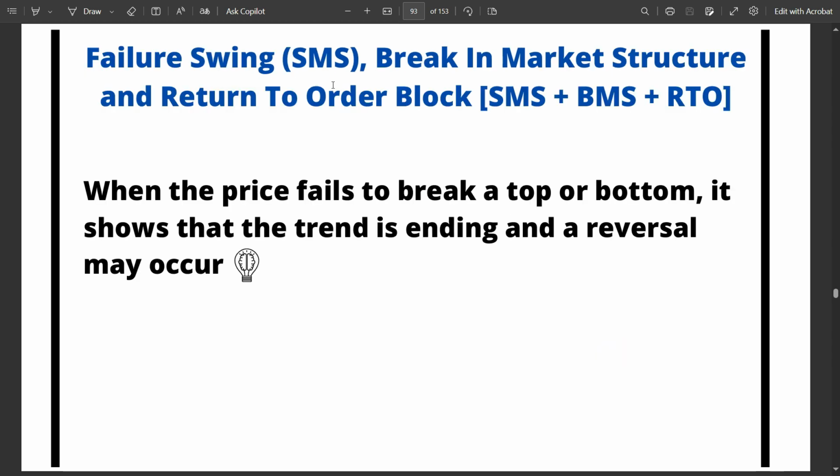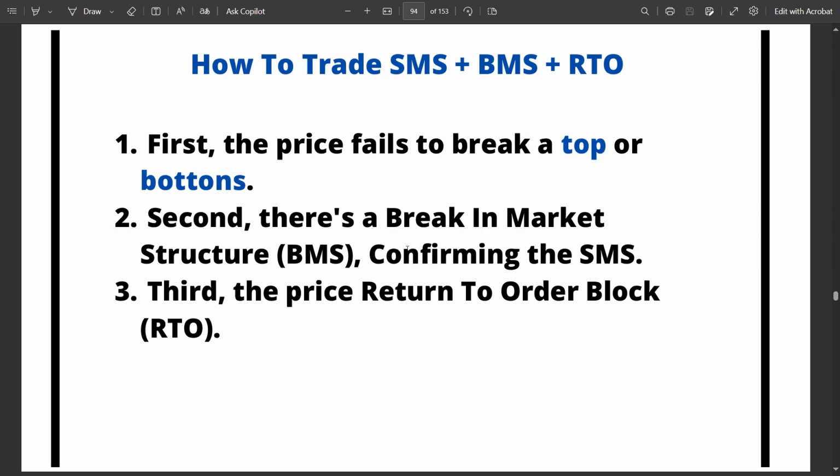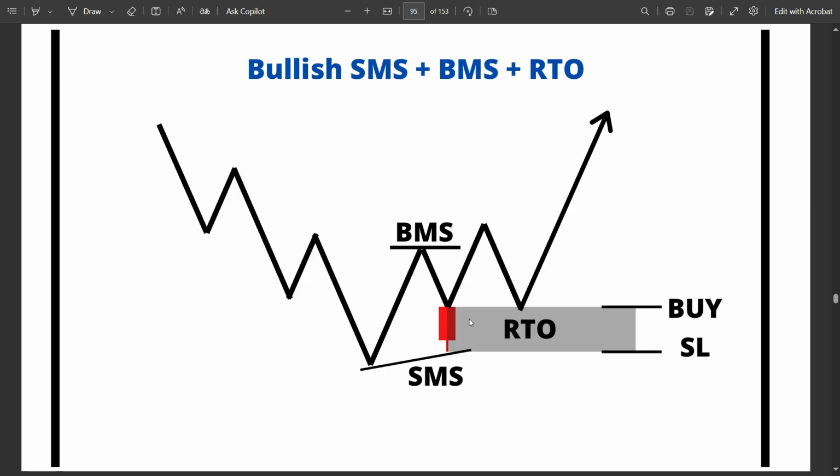Okay guys, let's explain SMS. When price fails to break a previous high or low, it signals the end of the trend and a reversal may occur. I've already explained SMS in detail before. How do we trade it? First, price can break the high or low ahead of it, which marks step 1. Then, a break in the market structure happens, confirming the setup. Finally, price returns to the order block, allowing us to enter the trade.